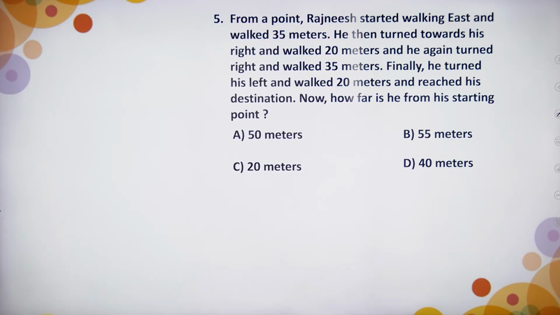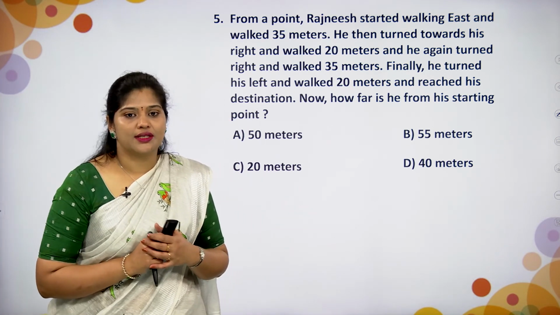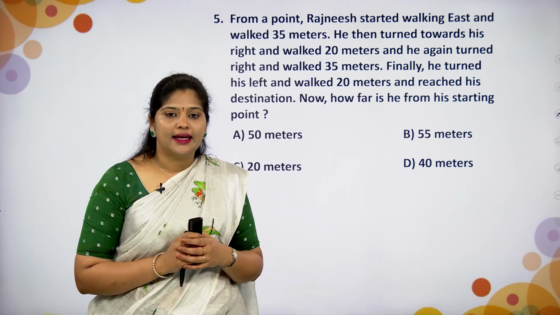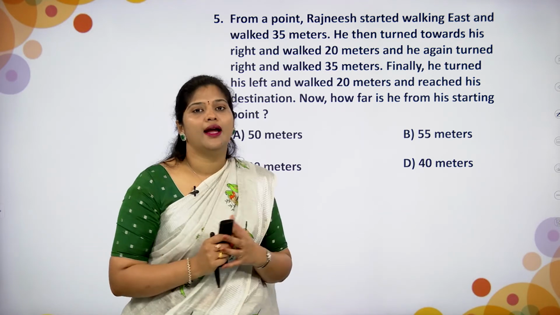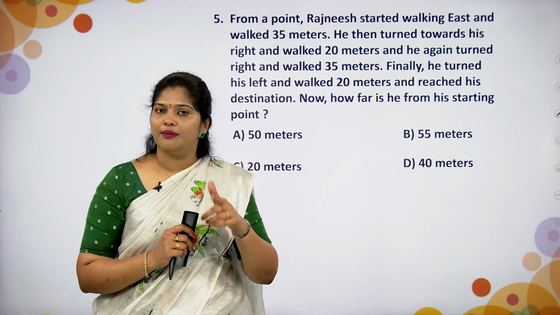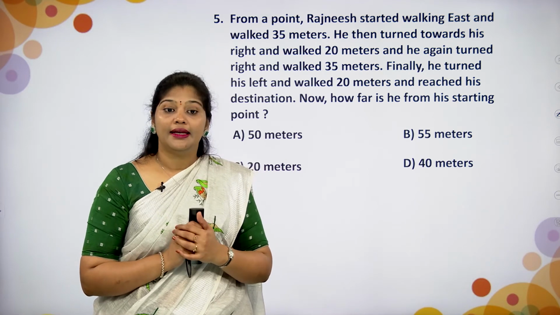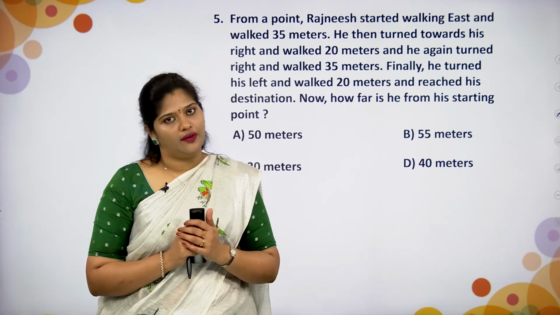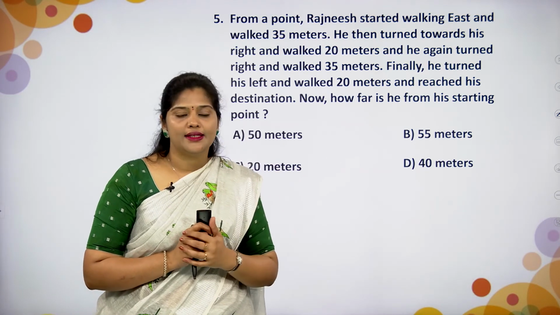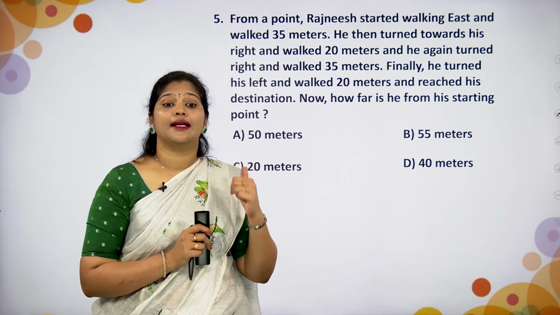Next question, children. From a point, Rajneesh started walking east and walked 35 meters. He then turned towards his right and walked 20 meters, and he again turned right, and from there again he turned right and walked 35 meters. Finally, he turned left and walked 20 meters and reached his destination. After all this, how far is he from his starting point?